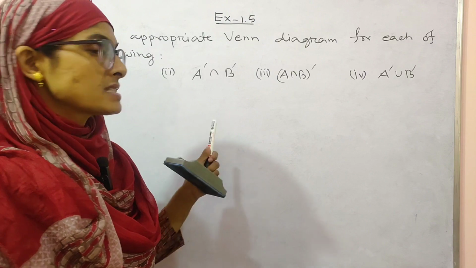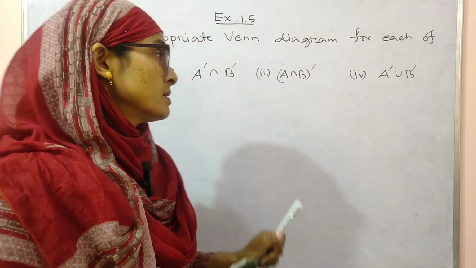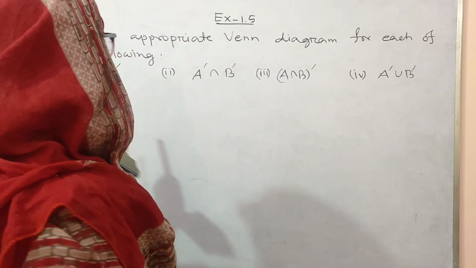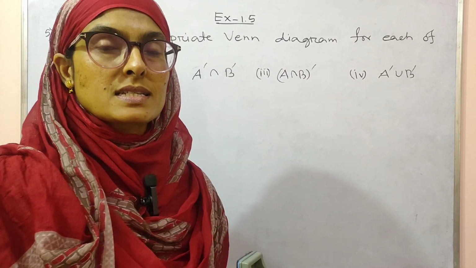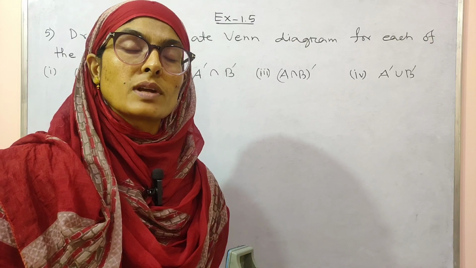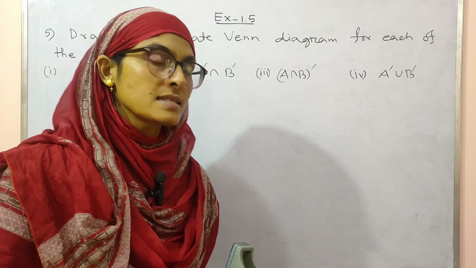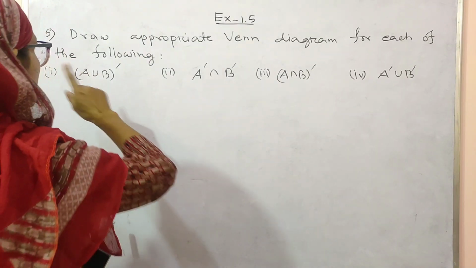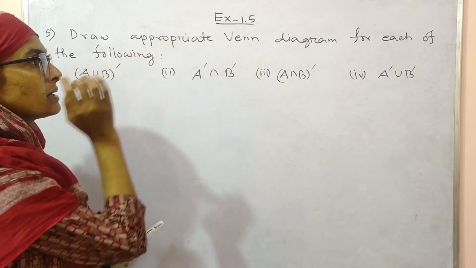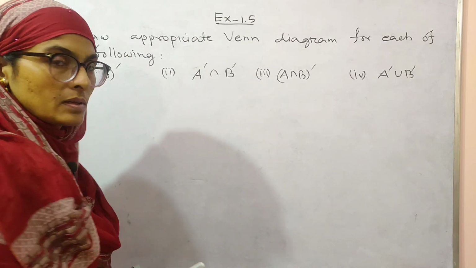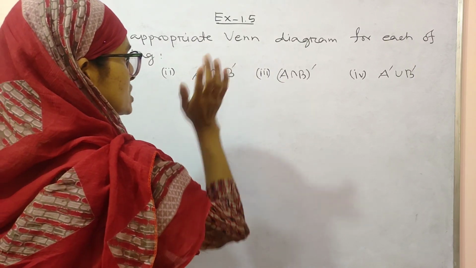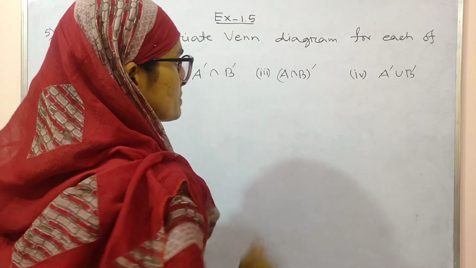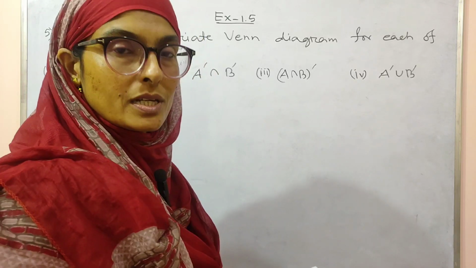Today I am going to discuss exercise 1.5 of chapter Sets, from question number 5. I have discussed the solutions of the previous exercise in a few classes, so you can check the playlist. Now, look here, number 5: draw an appropriate Venn diagram for each of the following. Number 1, (A union B) complement. Number 2, A complement intersection B complement. Then A intersection B complement and A complement union B complement.